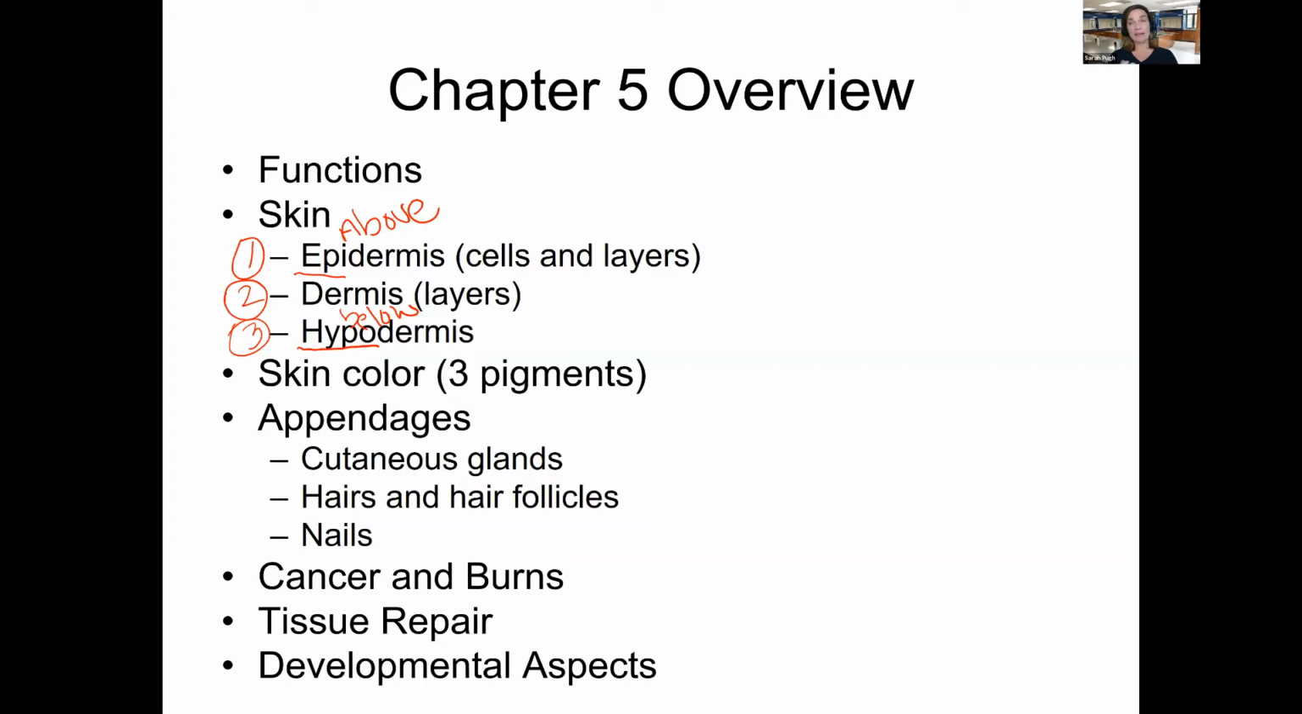We'll also talk about hair and hair follicles. I always think this part's kind of interesting. We'll talk about why the hair on your head can get really long, but your eyebrows stay pretty short. We'll also talk about nails as well. And at the very end, we'll talk about different types of skin cancers. I think we all probably know someone who's had skin cancer, or maybe you've had it yourself. Skin cancer is super common.